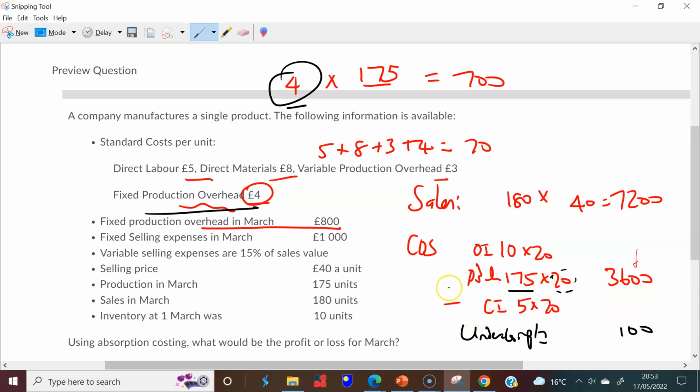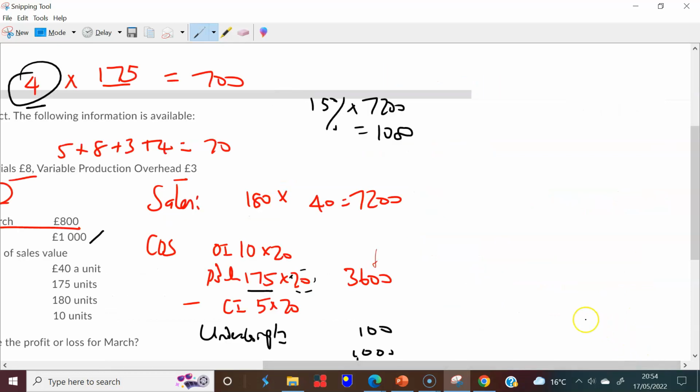Then you also have these fixed selling costs of 1,000, and we will deduct that. And we're also told that we have variable selling costs of 15% of sales. So 15% of 7,200 is 1,080. So we also have costs of 1,080.